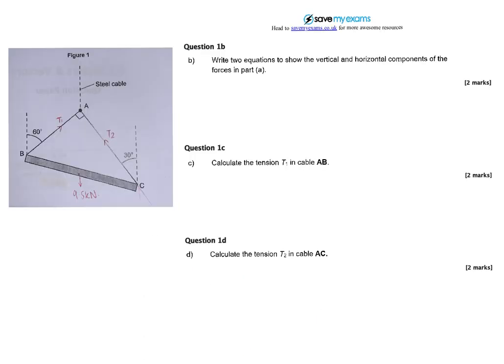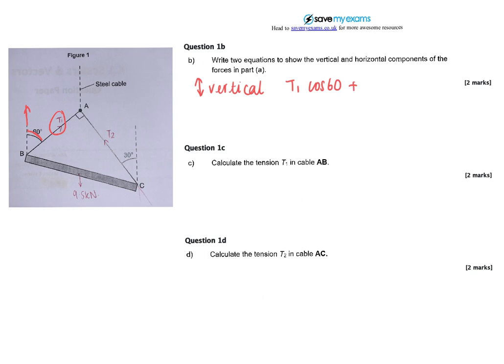Question 1b. Write two equations to show the vertical and horizontal components of the forces in part A. So we'll start with the vertical. I've got a picture of the previous page on the left here so you can see where I'm getting them from. First we've got T1. T1 has got a vertical component that will come up here. And the angle 60 is between T1 currently and the vertical, so we do cos 60. And that's going to be going up.